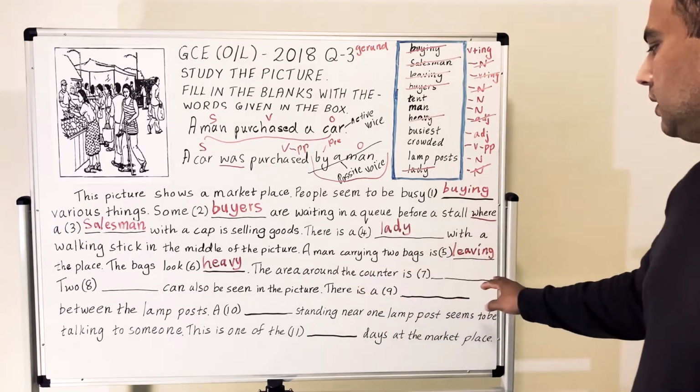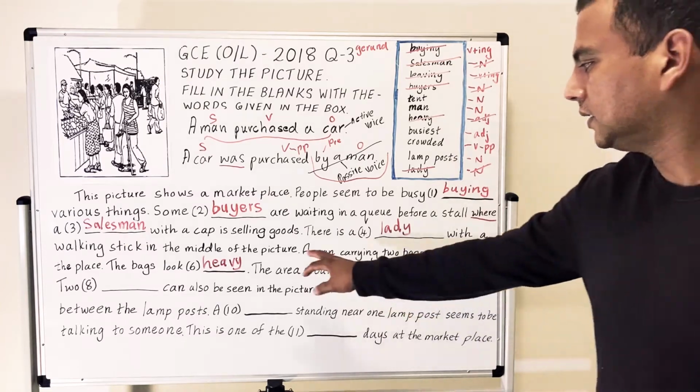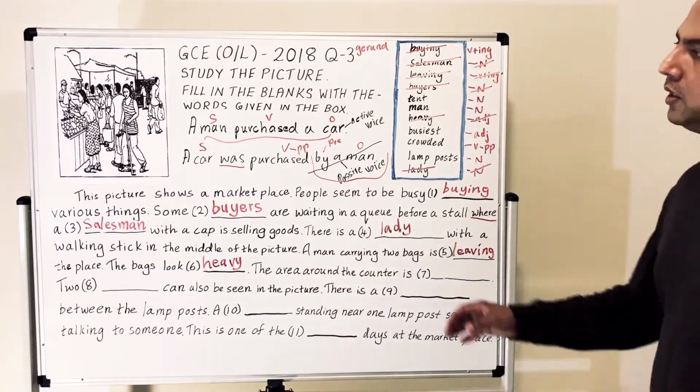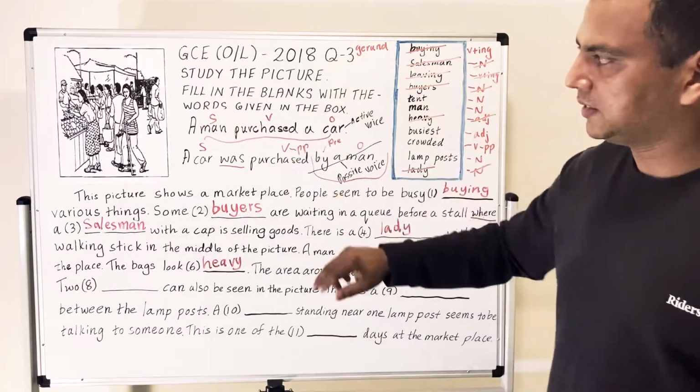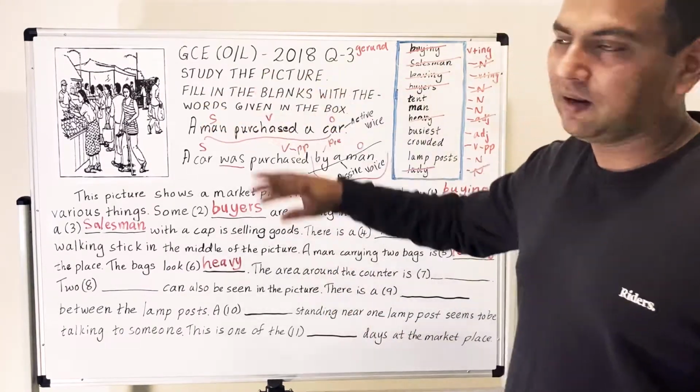But here the blank, what we have to find out is the area around the counter is what. So you can see, near the salesman here at the front of the picture, that area we said it's very busy.